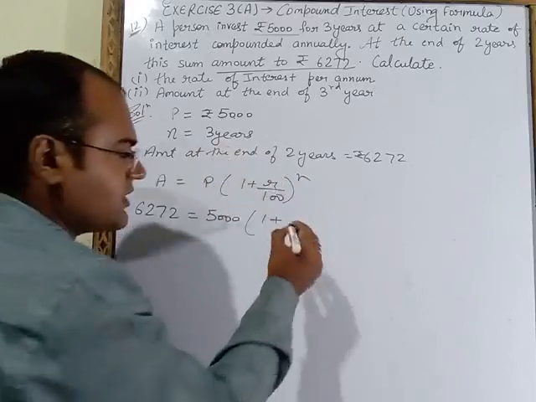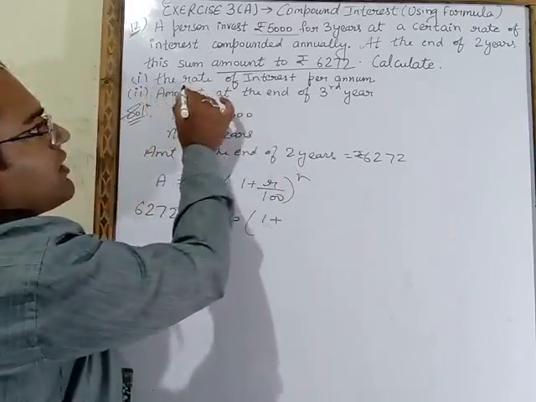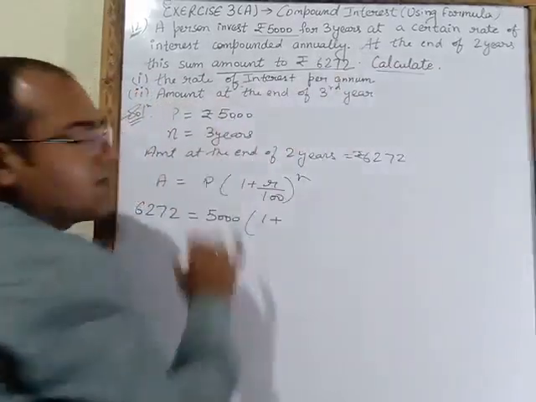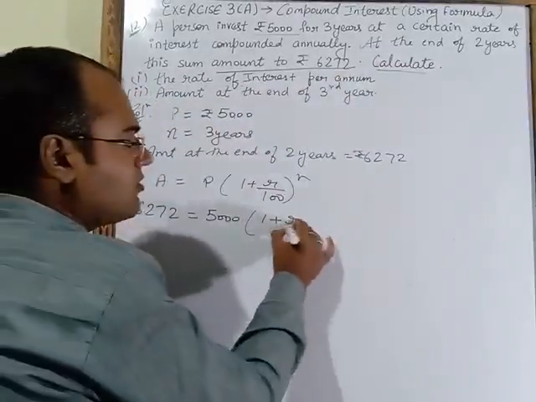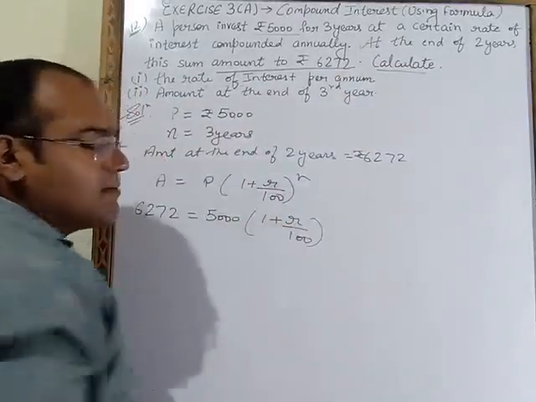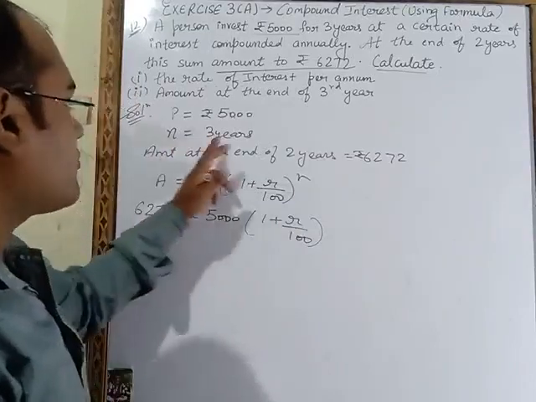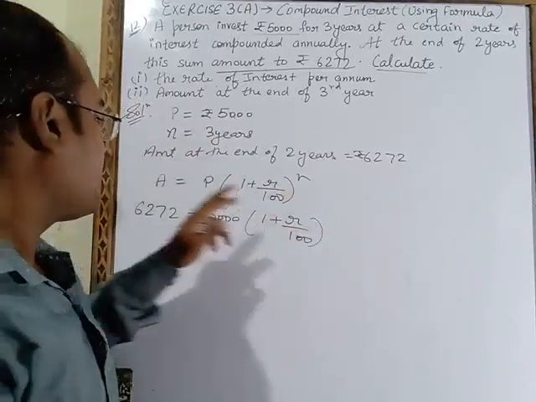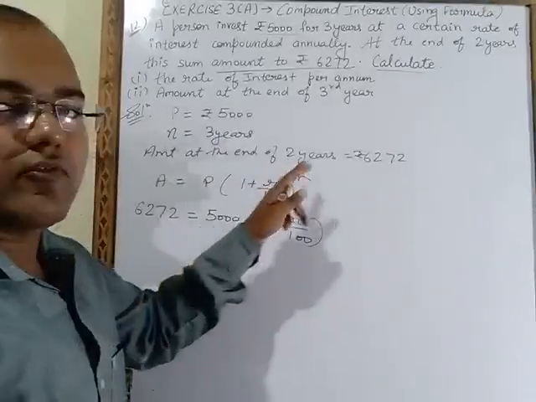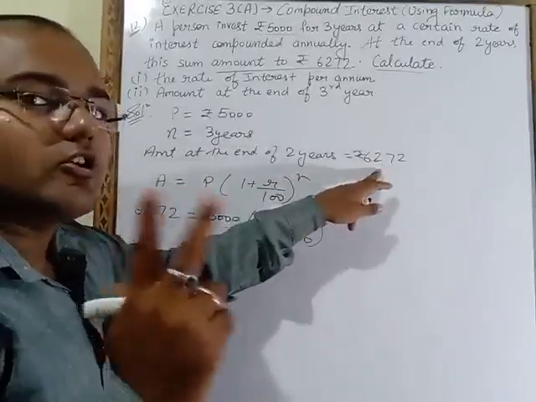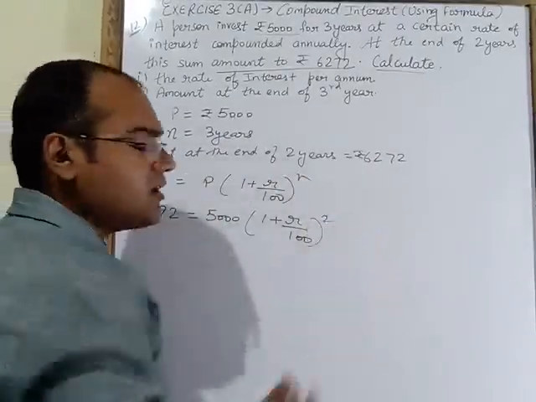Rate we don't know. What is rate? In the first part we have to calculate the rate of interest. We have to find the rate. So R we don't know. Power n, n means number of years. So don't put here 3. Why we will not put 3? Because this is the amount at the end of 2 years. So this is the amount for 2 years. So that's why we have to take here 2.